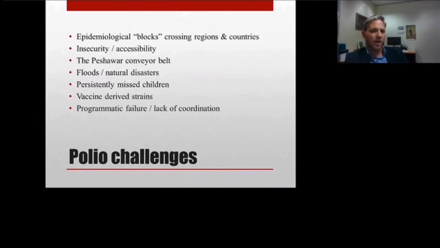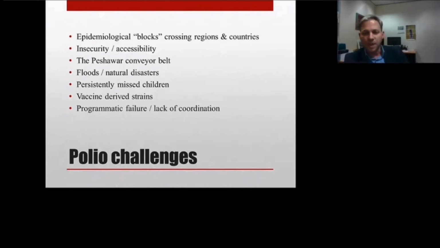The Peshawar conveyor belt, they've got challenges of significant Afghan refugee population in Peshawar, and it's a big population. It's an overcrowded population. The floods that happened a few years back in Pakistan were a big challenge. They led to one of the biggest upsurges in polio, just as it washed through in sewage waters across the country.